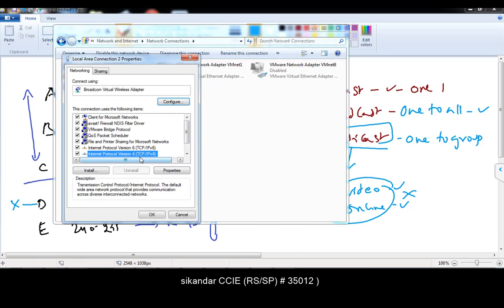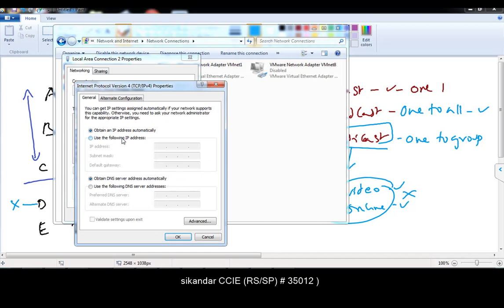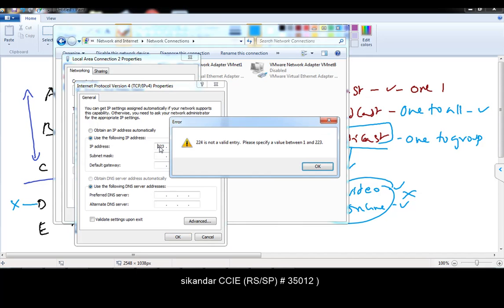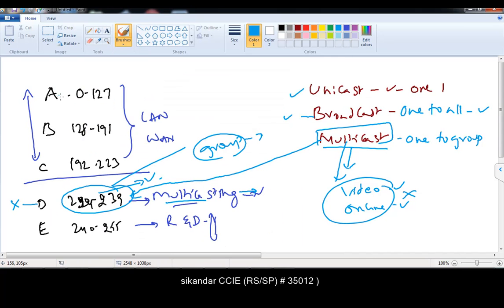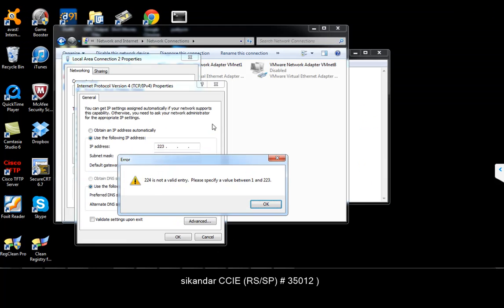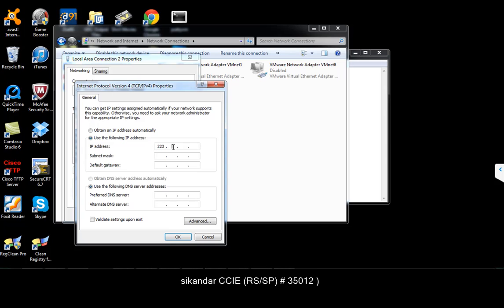I can show you. I go to TCP/IP here, go to my properties, and try to assign some address like 224. When I type 224, you can see it is saying it's not a valid entry. Please specify the values only between 1 and 223. 0 is not valid again. So 1 is the start of class A, and 223 is the last address of class C. Anything beyond that you cannot use in any network, so it will not accept. But you can use the remaining addresses till 255, because the first portion only differentiates the class.